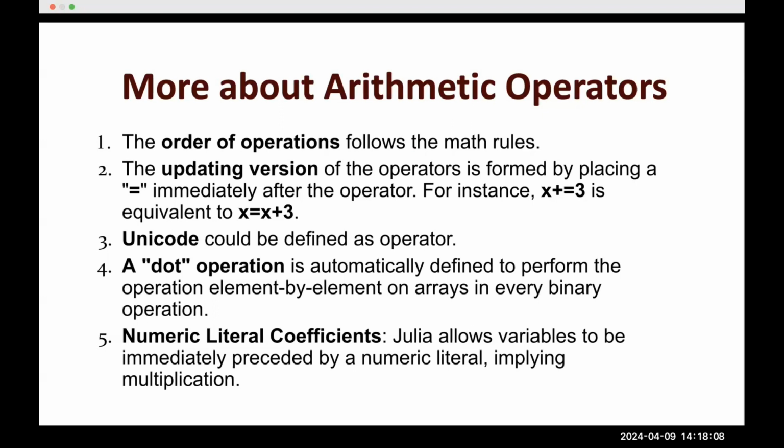There is one special feature added here, called the dot operation. You can have A plus B, and then you can have A plus dot B. The extra dot added to your operator makes it possible to do element-wise operations on your vectors, matrices, etc. We'll get into detail about this dot operation.